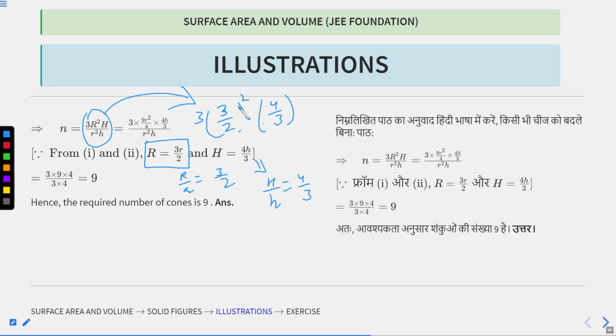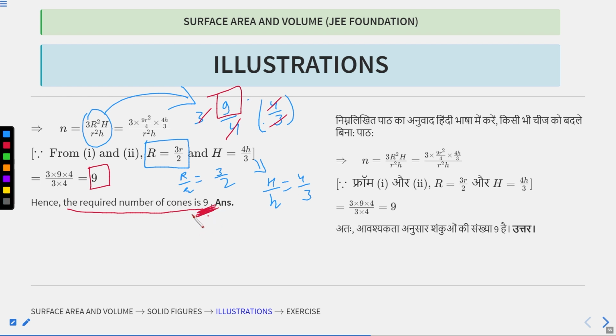Now just solving for this bracket, it will square each of the terms, and 3 square is 9 and 2 square is 4, and then we cancel these terms. We are left with only 9. So 9 is my n and is the required number of cones. Okay, so I hope this is also clear to you.